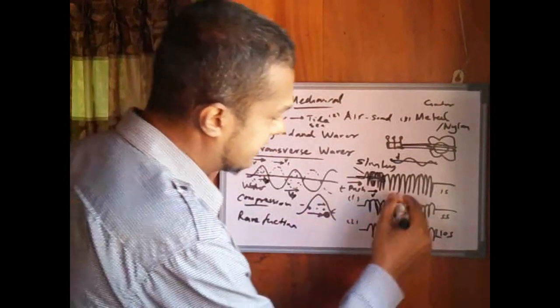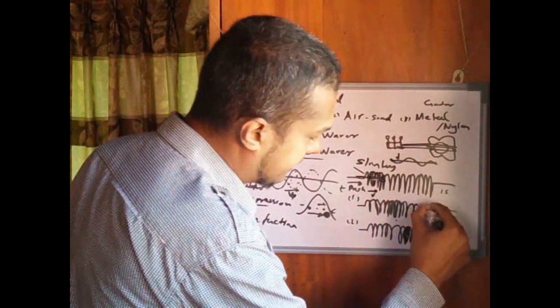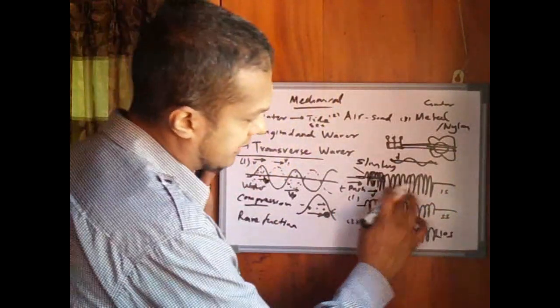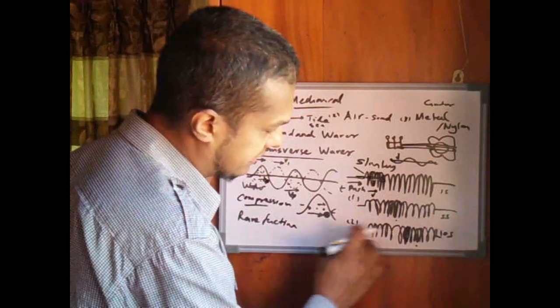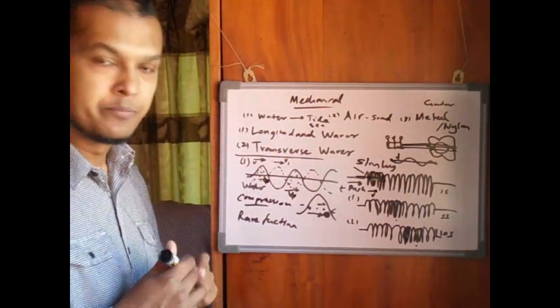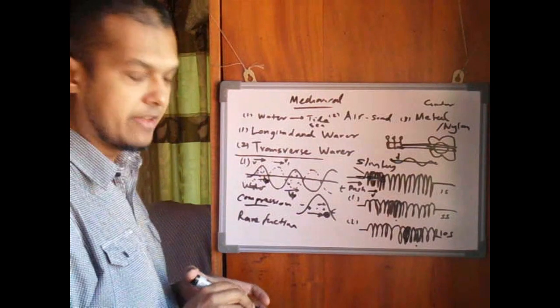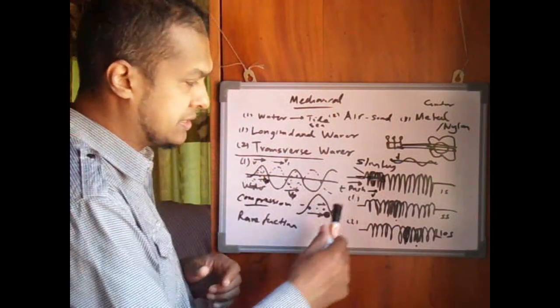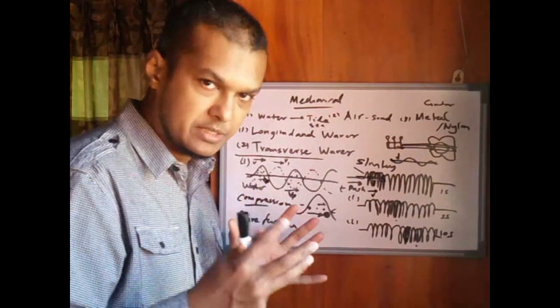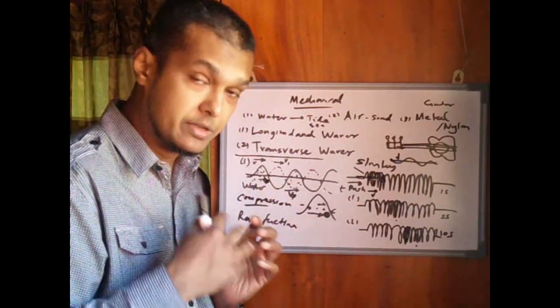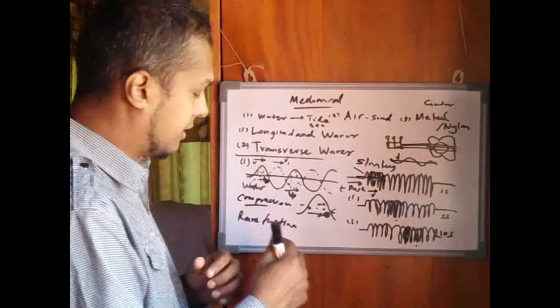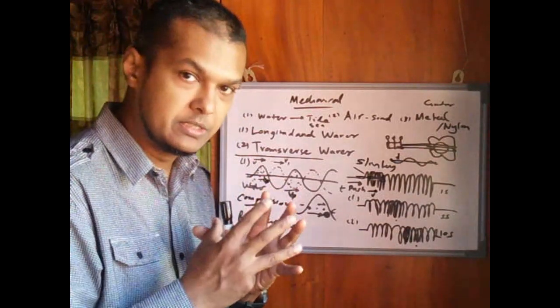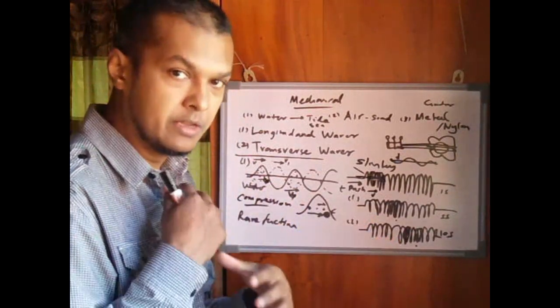They call it rarefaction. So rarefaction and compression. Rarefaction is where the particles are apart, like this point or this point. Once again, compression is where the particles stay together during the wave. Rarefaction is where the particles stay apart during the wave.